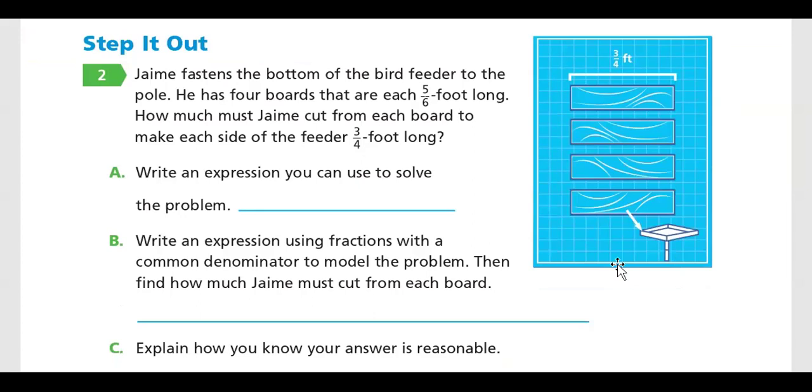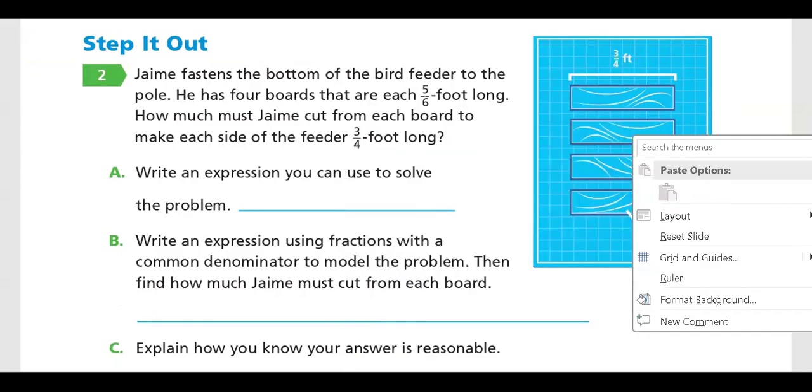Jim fastens the bottom of the bird feeder to the boards. He has 4 boards that are each 5/6 foot long. How much must Jim cut from each board to make each side of the feeder 3/4 foot long? So he needs to cut. So if you need to cut, you have to subtract.